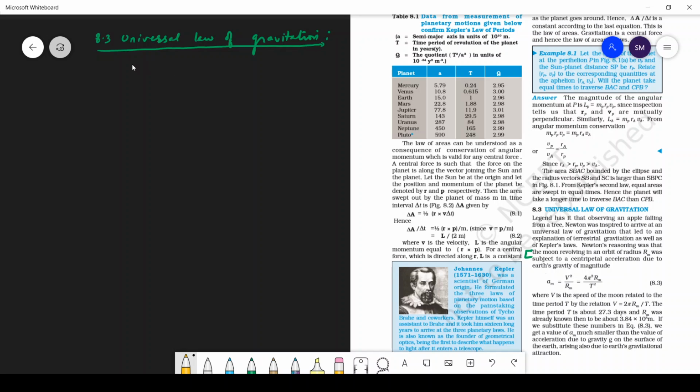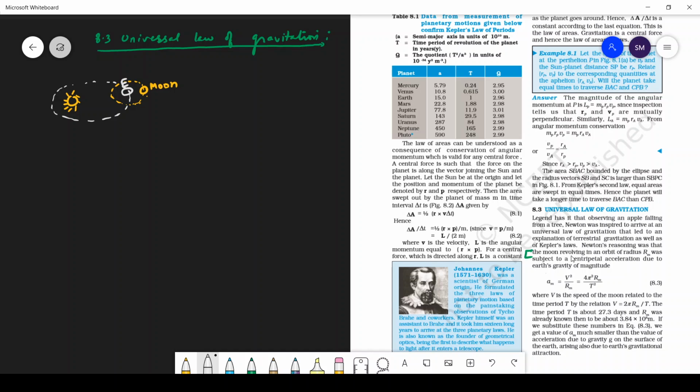So students, we are studying the universal law of gravitation, and suppose we have the sun over here, and then we have the earth, and the earth is moving around the sun, and then we have the moon, which is moving around. So this is my moon, and this is your earth.